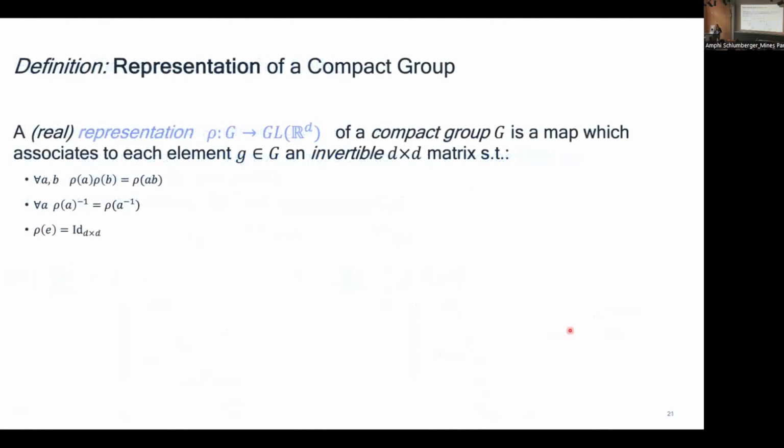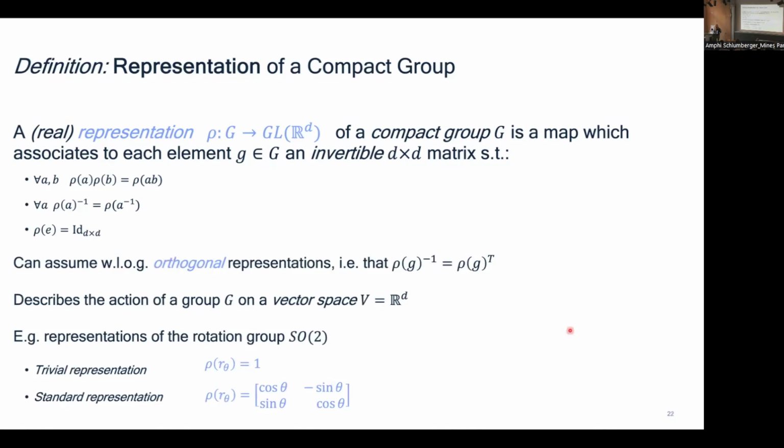Let me just make this a little bit more formal. A representation is just a map that associates to each group element an invertible square d by d matrix. And with some constraint, these maps must basically be compatible with the way the group elements combine. That's all I want to say about it. And without loss of generality, we will assume that these matrices are always orthogonal. That is possible because we work with compact groups and makes everything much simpler.